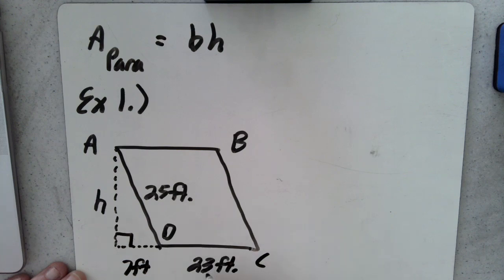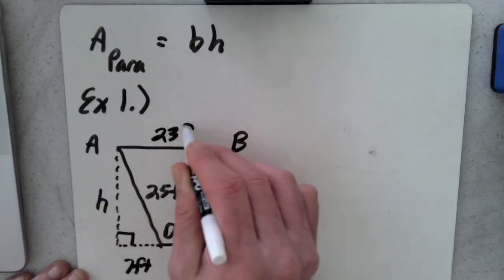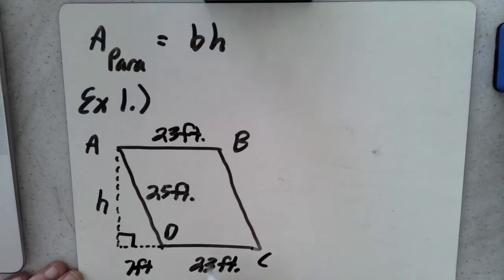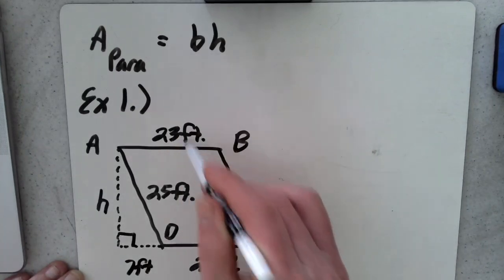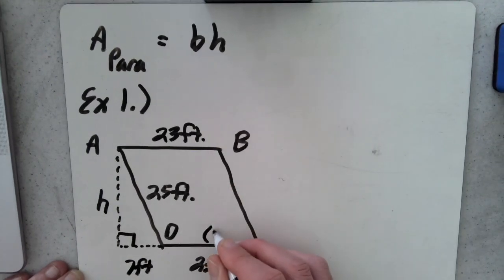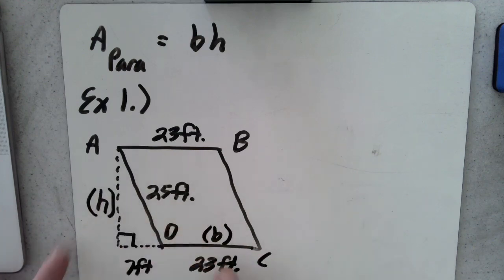Because they give us the measure down here between C and D, we could also say it is 23 feet. Sorry, I think I said 27. I meant to say 23 feet. So by parallelogram definition, the two opposite sides are parallel. So therefore I can call either one of these the base. So I'm going to just put it down here as this is my base. Here's the height that I need. So these are the two measures I need.